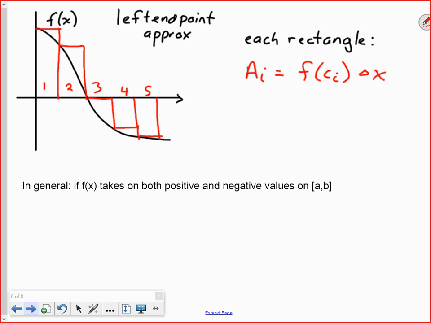x. Now, in some places, so for interval 1 and 2, so a1 and a2, the value of the function is greater than 0, which means the area that we calculate is also going to be greater than 0. So that's here and here.